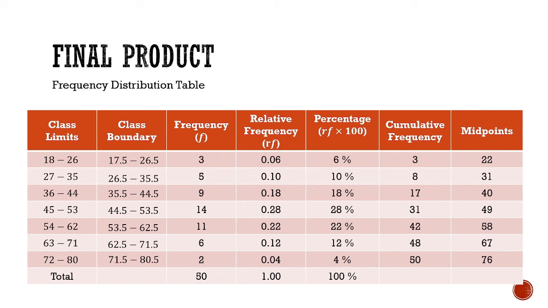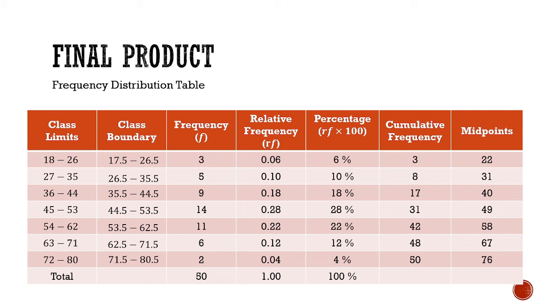So, tinignan natin kung ilan yung 18 to 26 years old, ilan yung 27 to 35, ilan yung 36 to 44, and so on. And for the relative frequency, we just divided the frequency by the total number of the samples, which is 50. So we got 0.06 for our 18 to 26. That is 3 divided by 50. 0.10 para naman dun sa ating 5. That is 5 divided by 50. And so on. And for percentage, we just multiplied the relative frequency by 100.